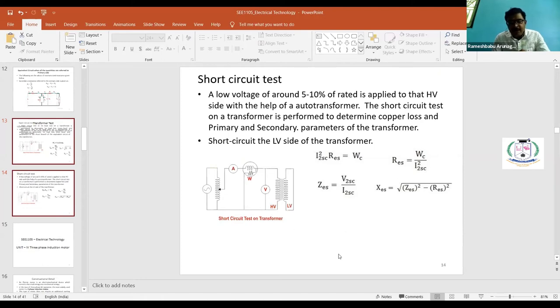The ammeter value we call ISC, the voltmeter value is called VSC, and the wattmeter value is called WC. The wattmeter reads nothing but the copper loss of the transformer. From this test, this copper loss is the full load copper loss. I can also calculate the total impedance of the transformer, the total resistance of the transformer, and the total reactance of the transformer.